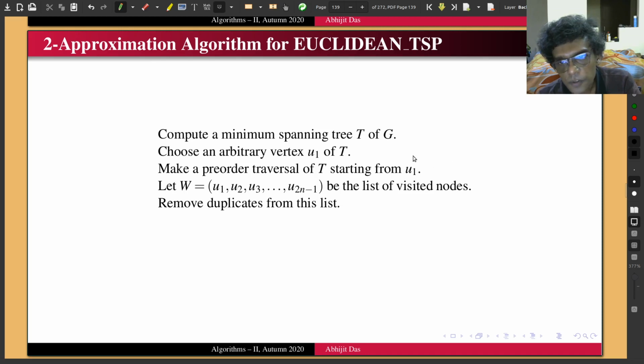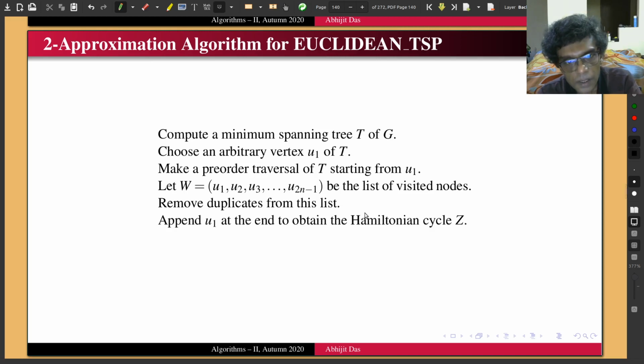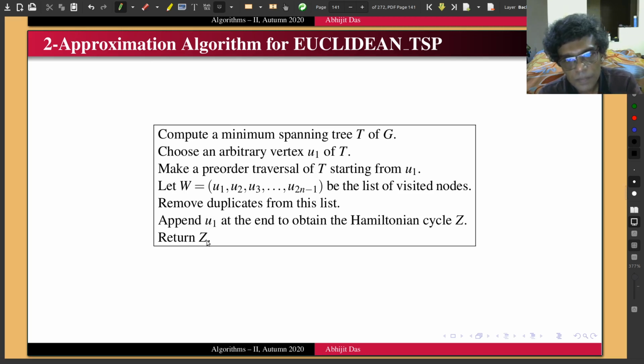But still, since you visit all these vertices of T starting from U1, this will now give you a sequence of all the vertices of T or of G. Okay. Anyway, G is a connected graph. So just append U1 at the end, because this was also a duplicate, we removed it, but now just append it to complete a Hamiltonian cycle and simply return the Hamiltonian cycle Z. So that is basically the simple-minded, straightforward algorithm.